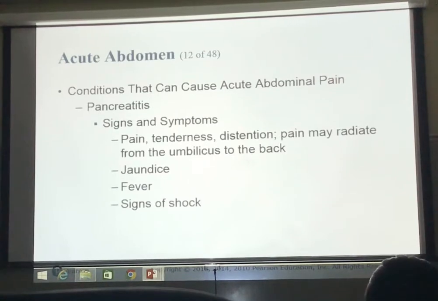So the Markle test is just like doing the rolling on it? You roll up on your toes and then just fall back down on your heels. Oh, I thought it was like the rolling on the abdomen. No.